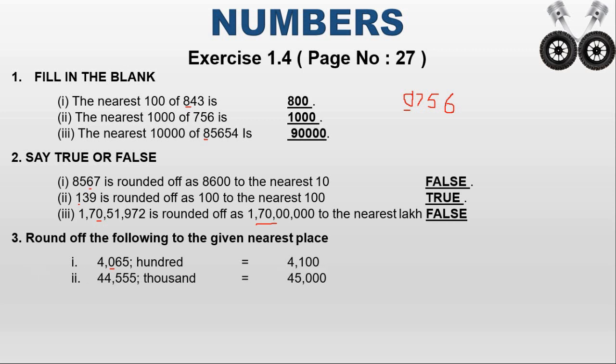So what is the next number? 44,555. So you have to round it up to the nearest 1000. What is the value in the 1000 portion? It is 4.